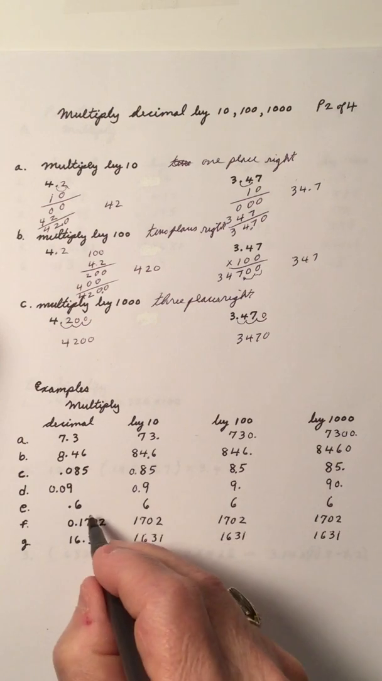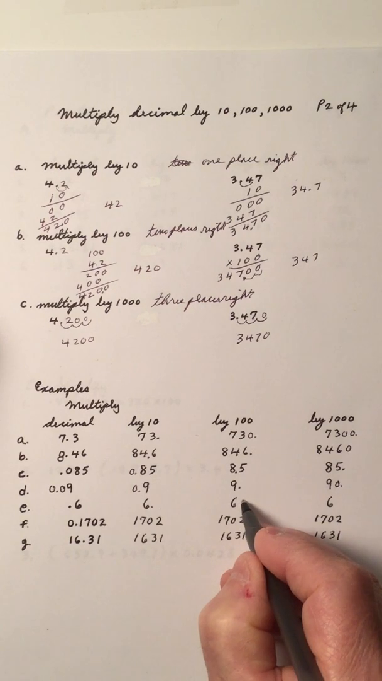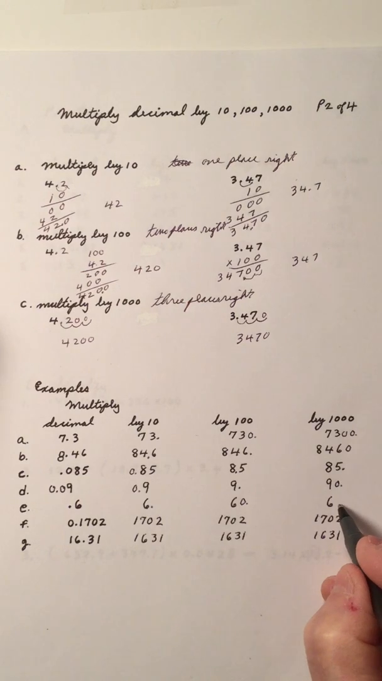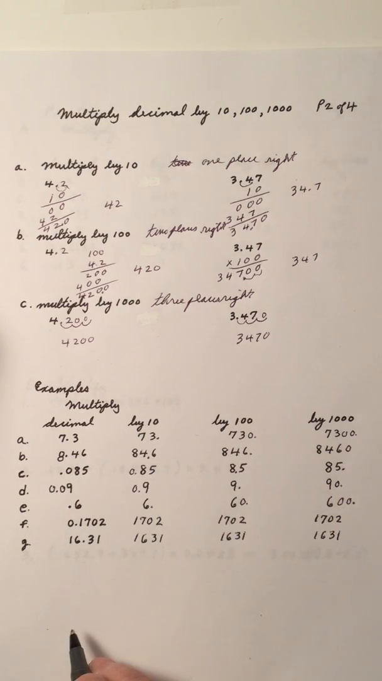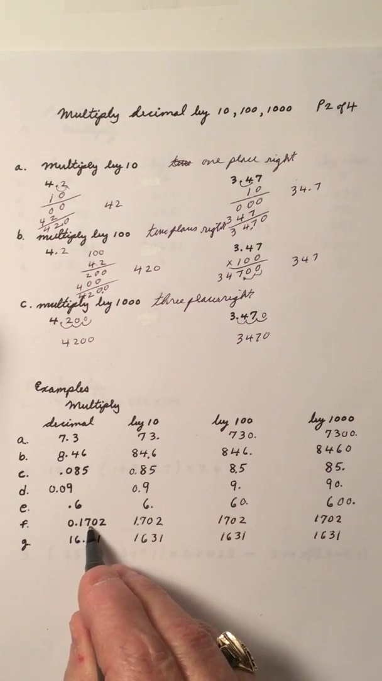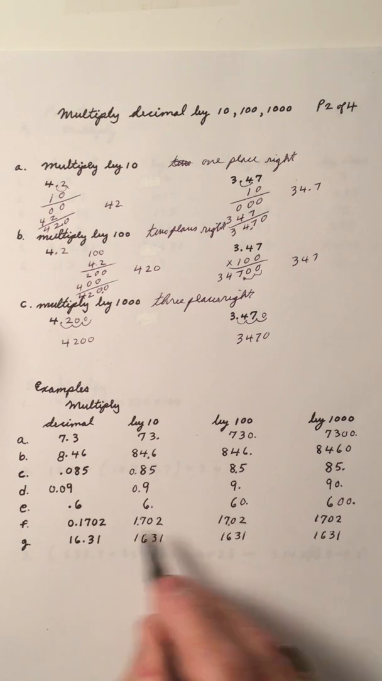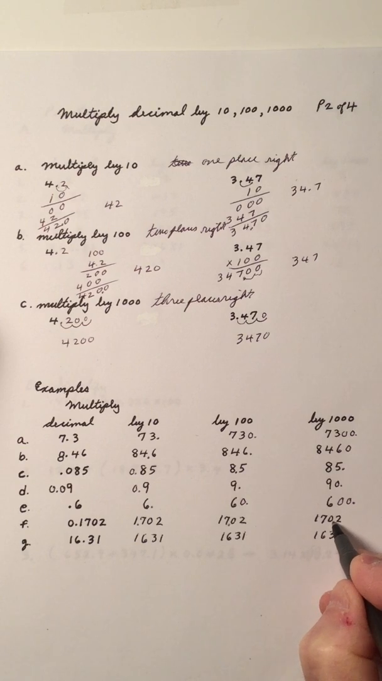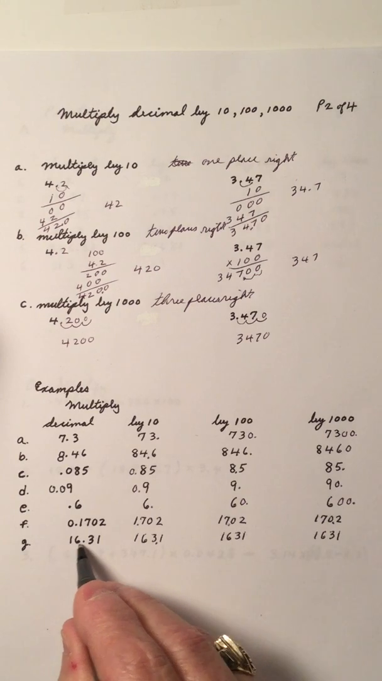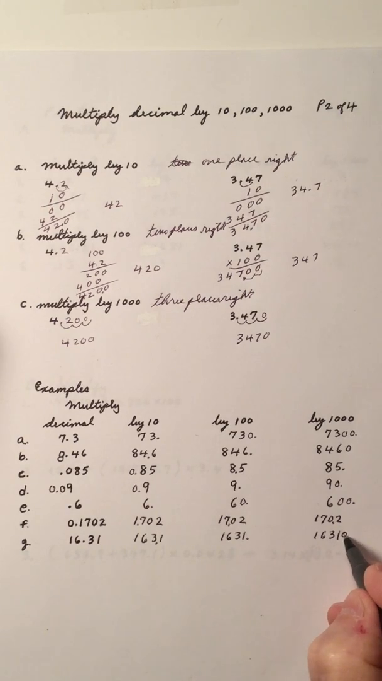Decimal 6 multiplied by 10 becomes 6, 1 place. Multiplied by 100 is 2 places. So it's 60. Multiplying by 1,000, 3 places. 1, 2, 3. Multiplying by 10, 1 place. 0.1. Multiplying by 100, 2 places. 0.17. Multiplying by 1,000, 3 places. 1, 2, 3. So 770.2. Multiplying by 10, 1 place. Multiplying by 100, 2 places. Multiplying by 1,000, 3 places.